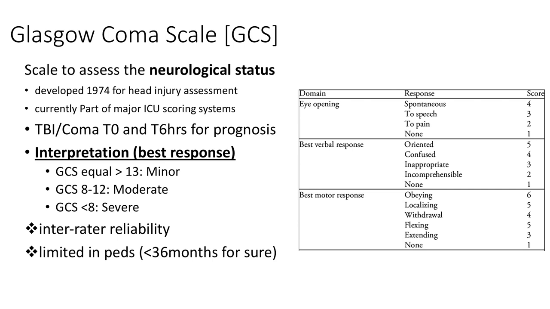The drawbacks of the Glasgow Coma Scale is high inter-rater variability. You can miss a lot of, especially focal neurological changes, if you only use that. And there's limited experience in peds, obviously. If your patient is too small, what you're asking here for is truly geared towards an adult cooperative patient.